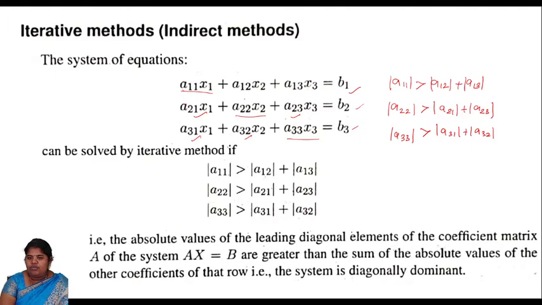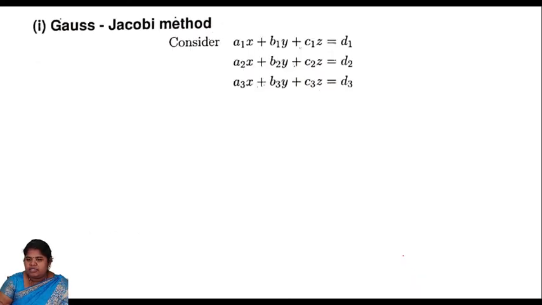So the absolute values of the leading diagonal elements of the coefficient matrix A are greater than the sum of the absolute values of the other elements. That is, the system is diagonally dominant. Only if the given system of equations is diagonally dominant can we use these methods.